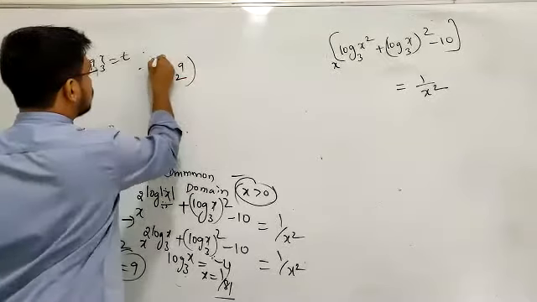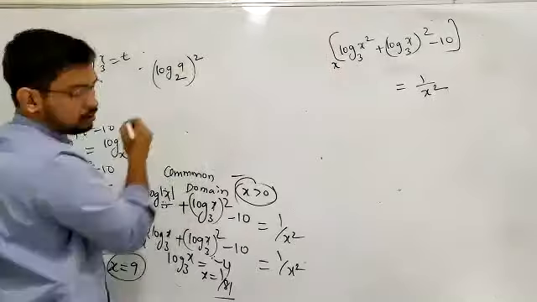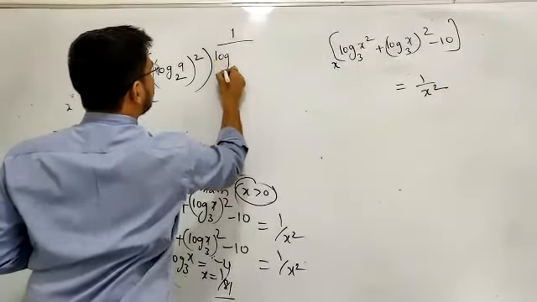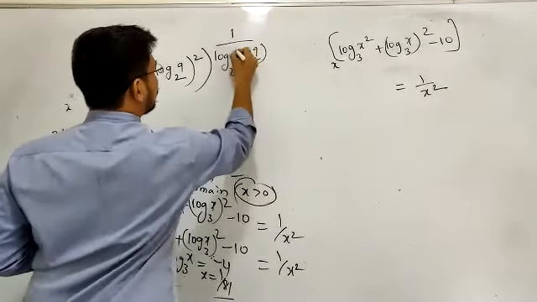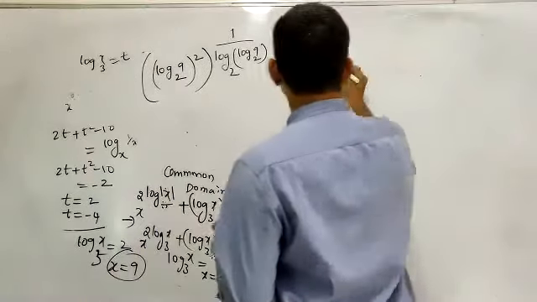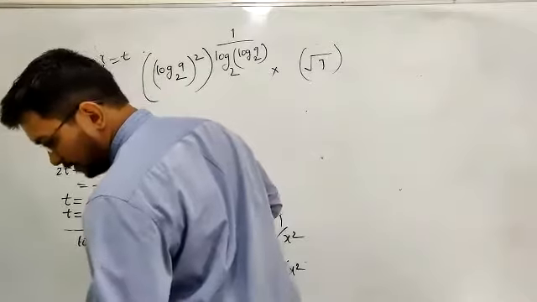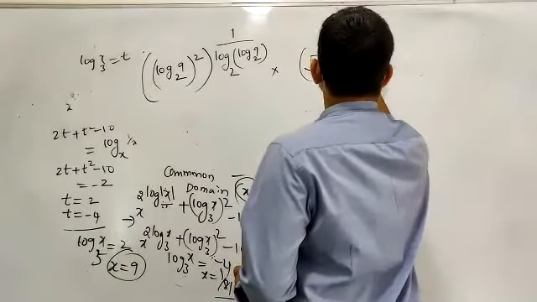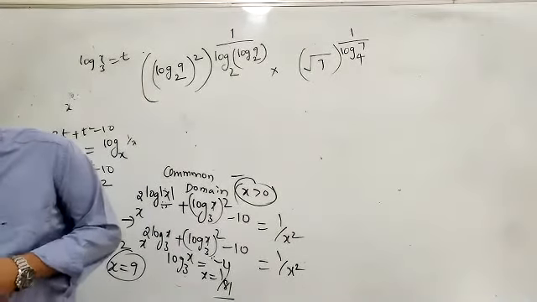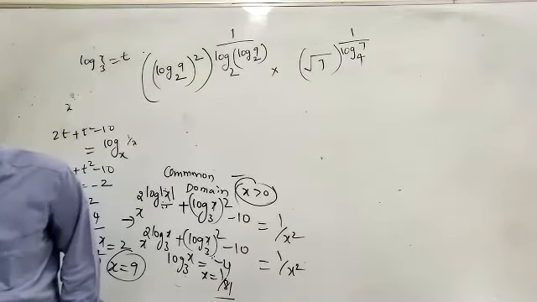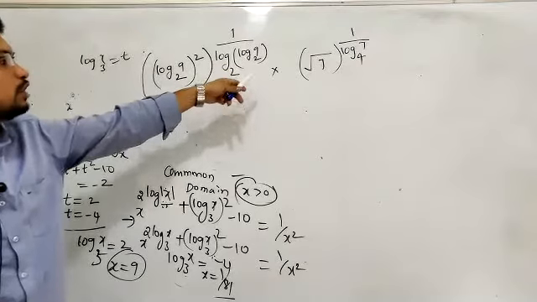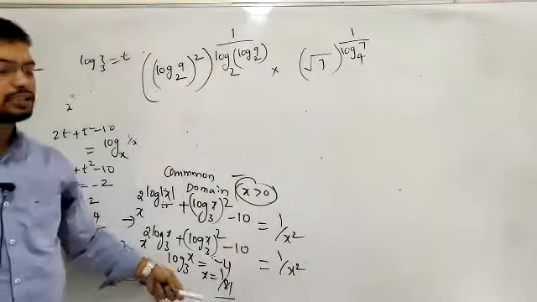Next problem: log 9 to the base 2, whole square, whole power 1 by log of log 9 to the base 2 to the base 2, into root 7 power 1 by log 7 to the base 4. Problem is very simple.